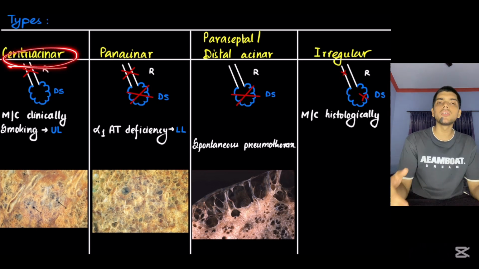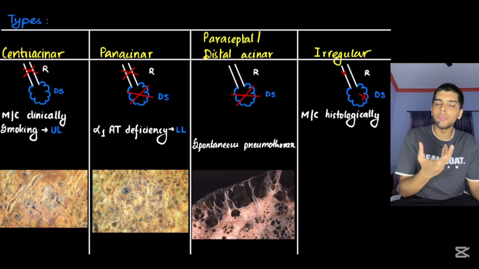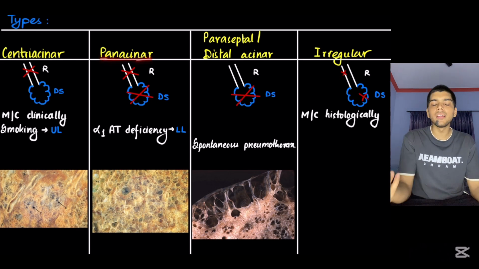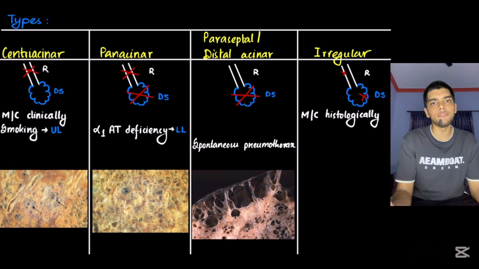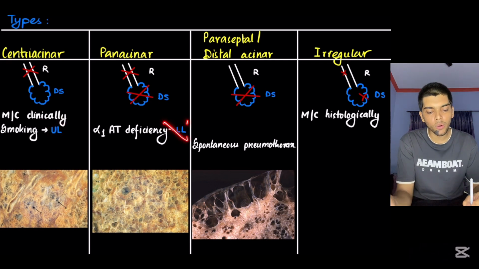Centriacinar emphysema is caused by smoking. Smoke goes up, so the most common lobe affected is the upper lobe. Panacinar is due to alpha-1 antitrypsin deficiency. Since the upper lobe is already affected in smoking, it's the lower lobe that gets affected here.